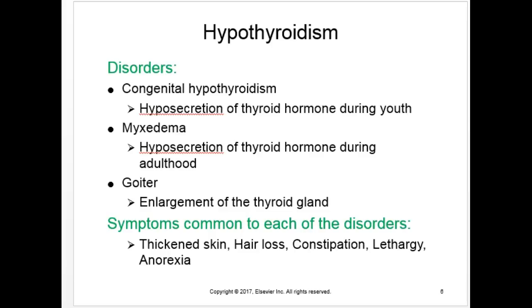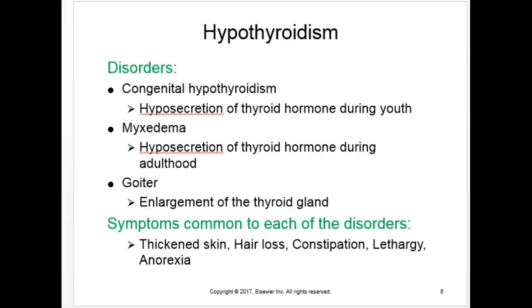Myxedema is, as I've written in the slide, hyposecretion, so less secretion of the thyroid hormone during adulthood. So it's the same thing. Decreased metabolic rate, you've lost physical stamina, even mental stamina. Gain weight, lose some hair, you have some swelling, and you might even have a yellow dullness of the skin. So those are the signs that you have.